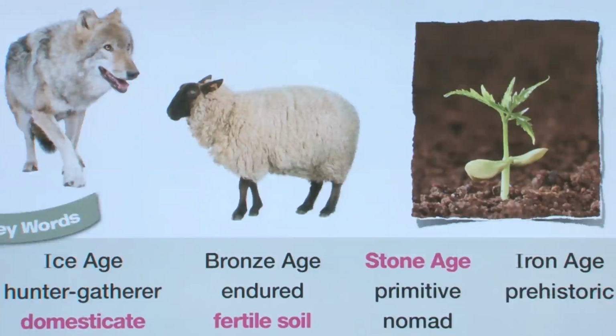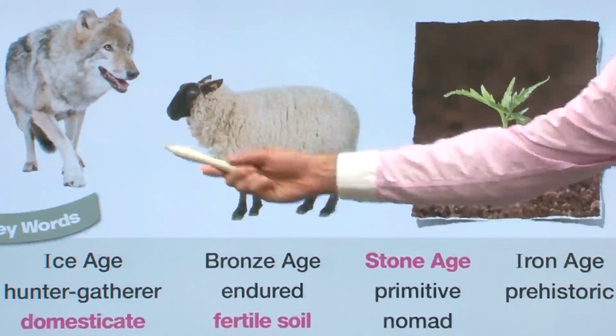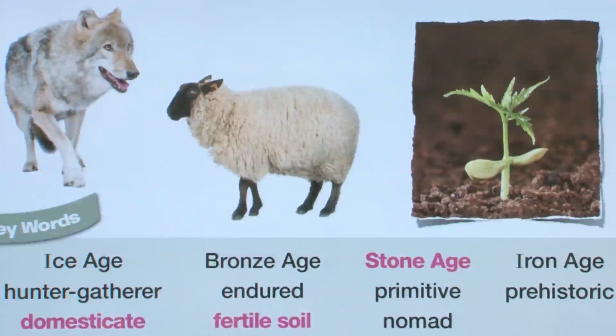Now they also domesticated animals like these during the Stone Age. To domesticate an animal means to bring it into society and make it learn how to live with people, for people. So they domesticated wolves and made them into dogs, and domesticated sheep to help us get food and to make clothing.